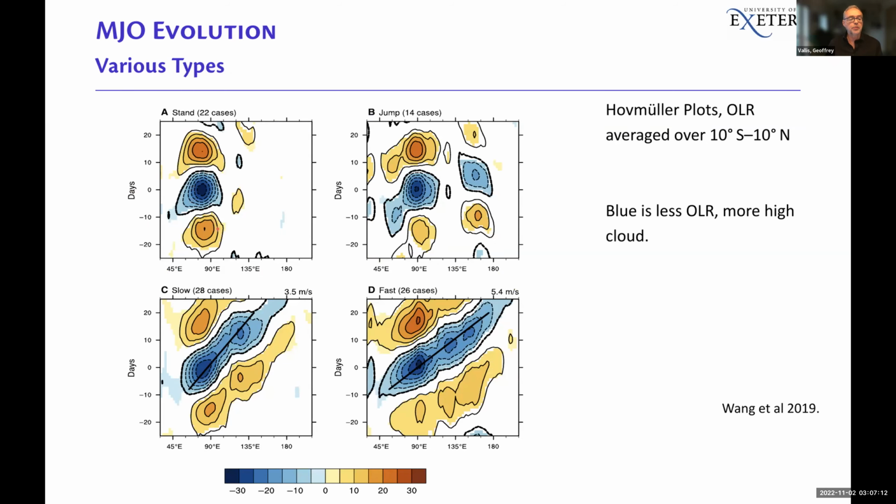Here's another couple of examples. The MJO comes in various shapes and sizes. Sometimes, in the top left-hand corner, it doesn't exist at all. Sometimes it moves a little bit slower, like in the bottom left-hand corner at about 3 or 4 meters per second. And sometimes we have MJOs moving pretty quickly at 5 or 6 meters per second. But the common feature is a lot of cloudiness, a lot of storm activity, a lot of precipitation, and it's all moving eastwards at a few meters per second. Why doesn't it move westwards, one might well ask.